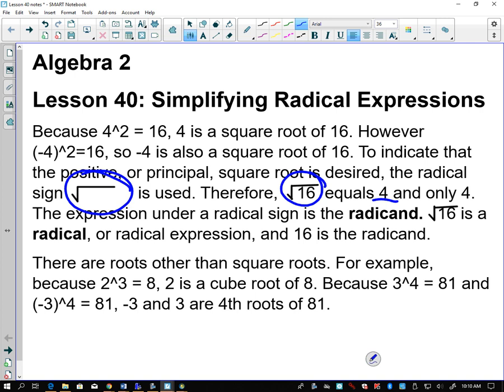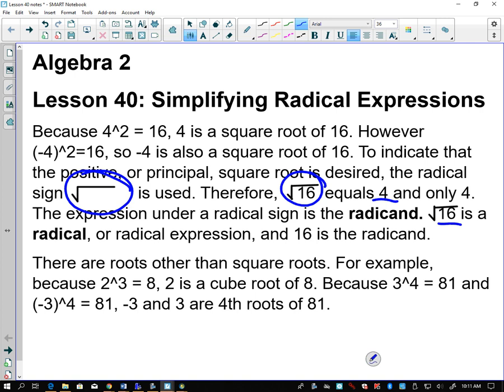The expression under a radical sign is what we call the radicand. So the number 16, when it shows up underneath that radical, is what we call a radicand. So if you see a word problem where it says the radicand is 25, then what we would be trying to solve for would be 5, because they're telling me that 25 is underneath a radical symbol. The 16 is a radical expression, and 16 is the radicand.